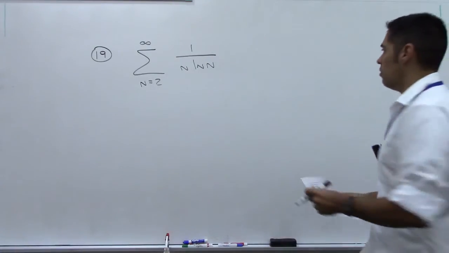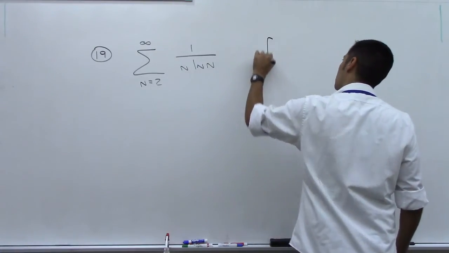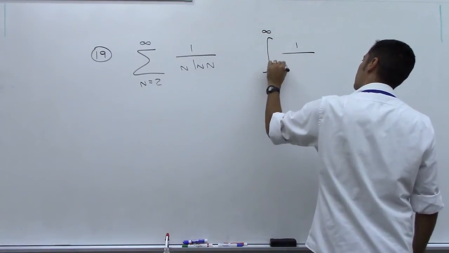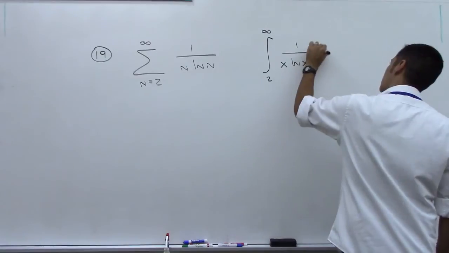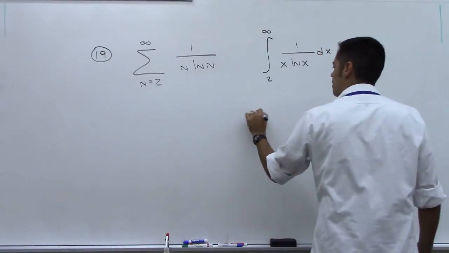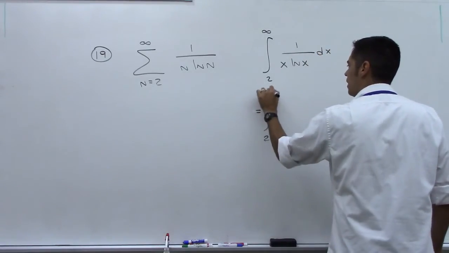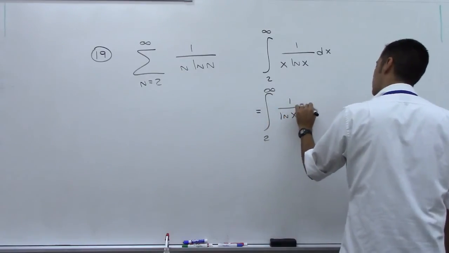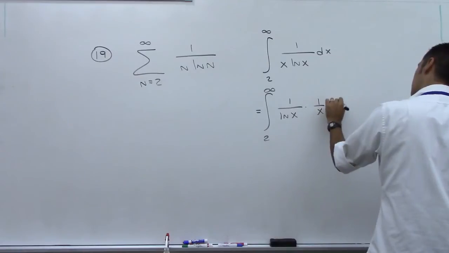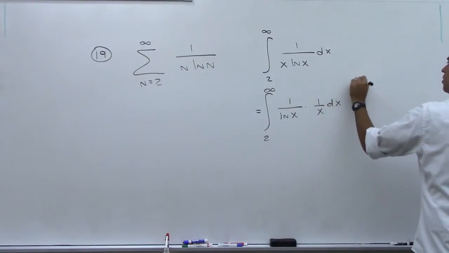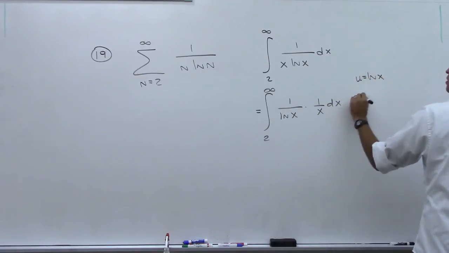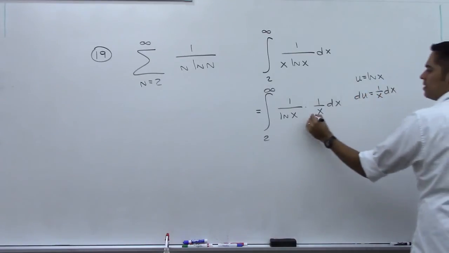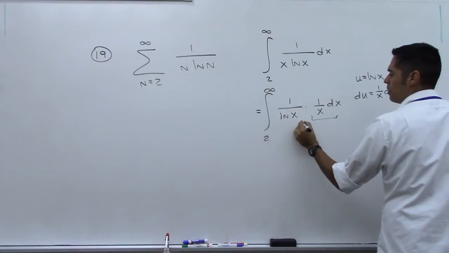I'm going to do the integral from 2 to infinity of 1 over x natural log x dx, which is the same as the integral from 2 to infinity of 1 over natural log x times 1 over x dx. I'll make a u substitution here. u is natural log x. du is 1 over x dx. So I have du right here. This is 1 over u.